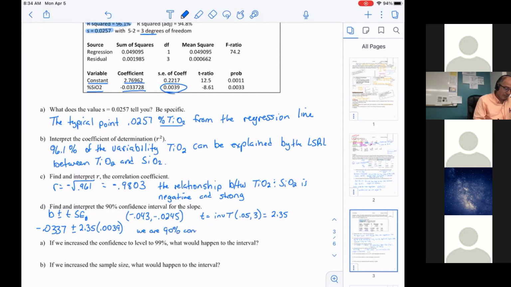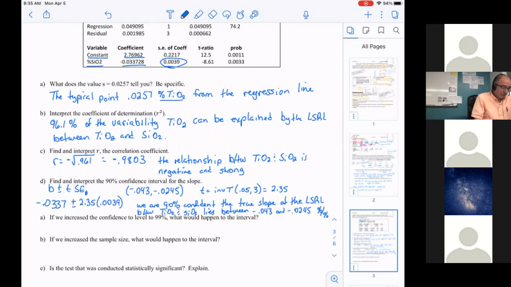So that means that we are 90% confident the true slope of the least squares regression line between TiO2 and SiO2 lies between negative 0.043 and negative 0.0245 percent. It's an odd unit, percent per percent. So I guess that cancels out. You wouldn't need a unit on that one. It's kind of crazy.